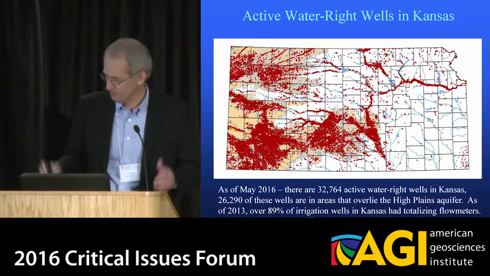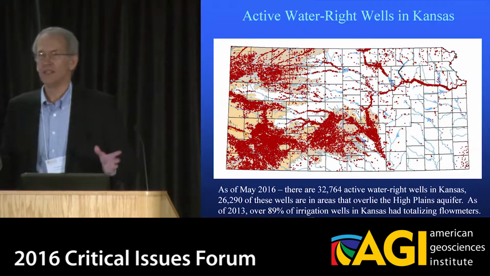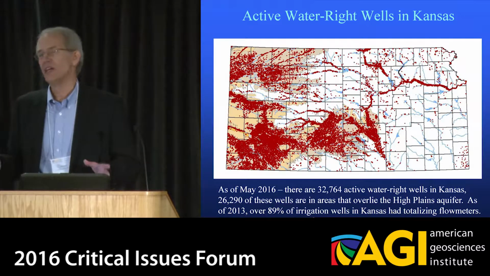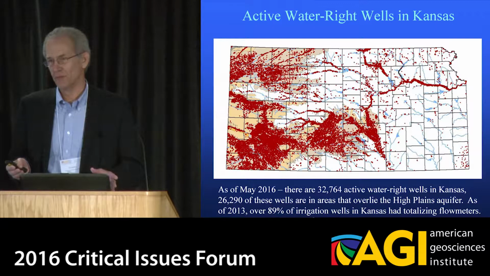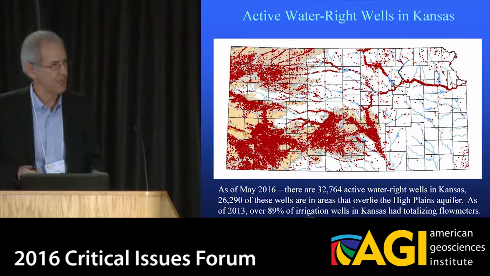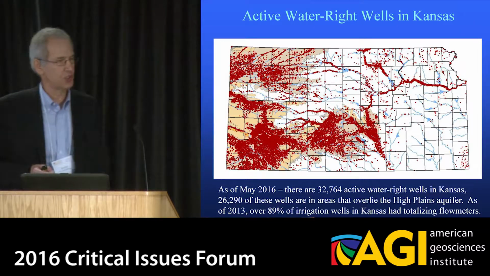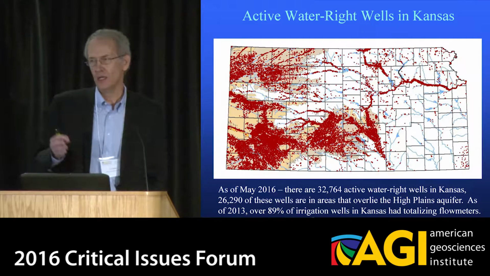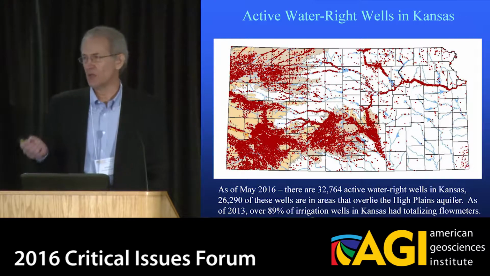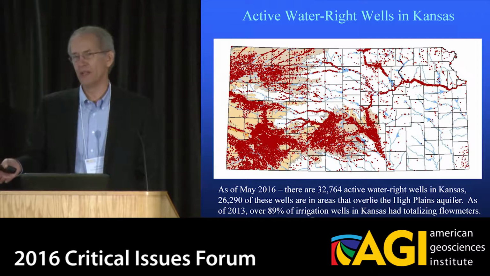Now in Kansas, we've got water rights. Every non-domestic well in the state has to have a water right, and now has to have a totalizing flow meter. That process, shifting over to totalizing flow meters, has taken time. As of a USDA survey in 2013, over 89% of the irrigation wells in the state of Kansas have totalizing flow meters, and usage has to be reported annually.